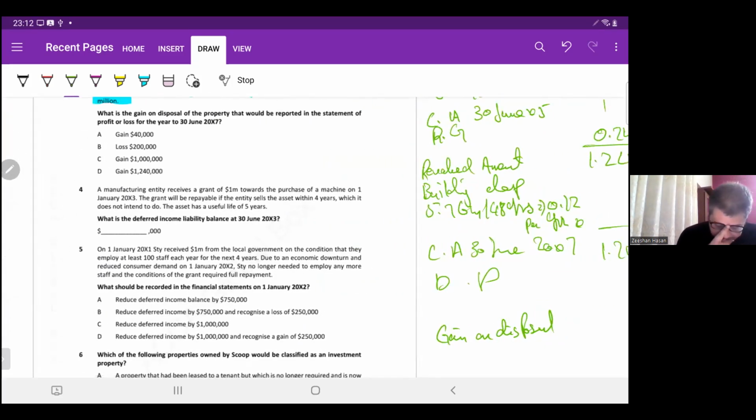What is the deferred income liability balance at 30th June 2003? A manufacturing entity receives a grant of 1 million towards the purchase of a machine on 1st January 2003. The grant will be repayable if the entity sells the asset within 4 years, which it does not intend to do. The asset has a useful life of 5 years. What is the deferred income liability balance at 30th June 2003?